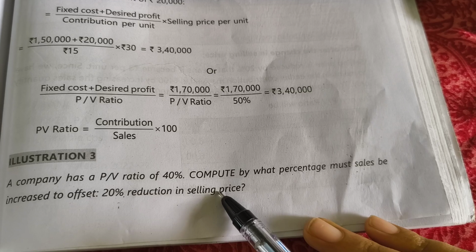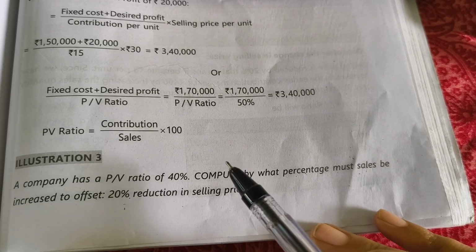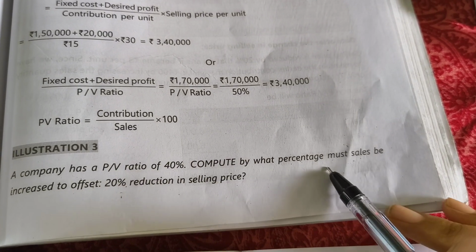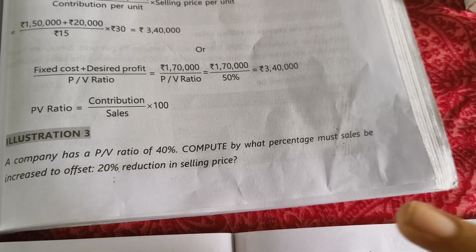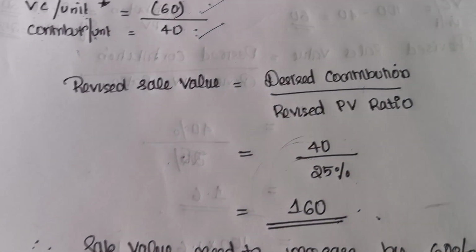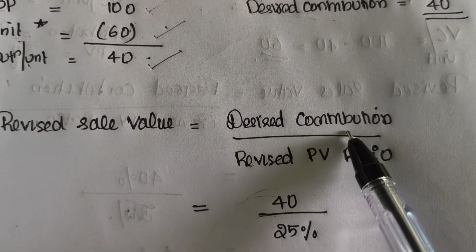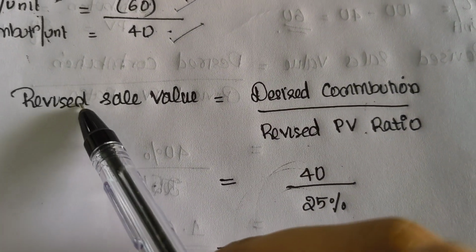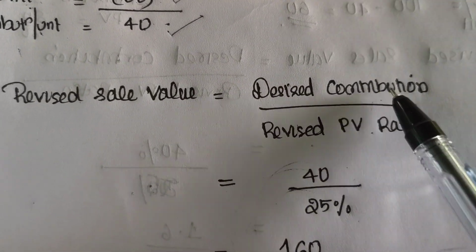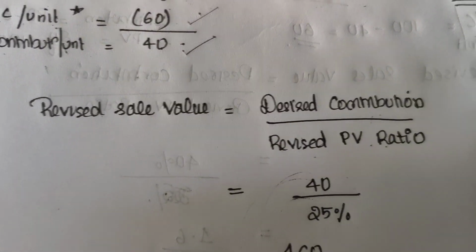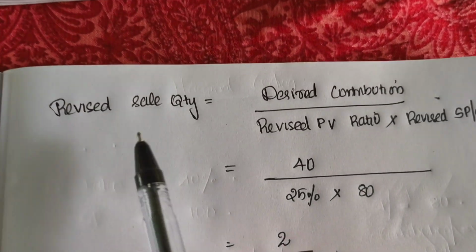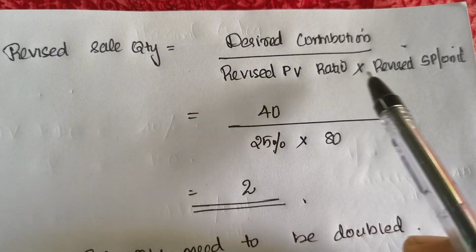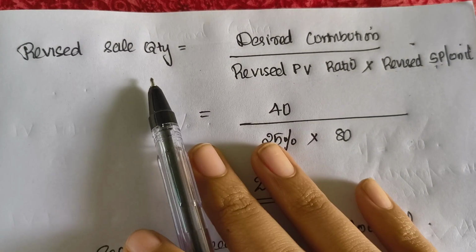So the concept here is the contribution will remain the same. That is the concept. And in order to find the revised sale value, we have a formula. The revised sale value is equal to desired contribution by revised PV ratio. What is the formula for revised sale value? Desired contribution by revised PV ratio. And what is the formula for revised sales quantity? Desired contribution by revised PV ratio into revised selling price per unit.